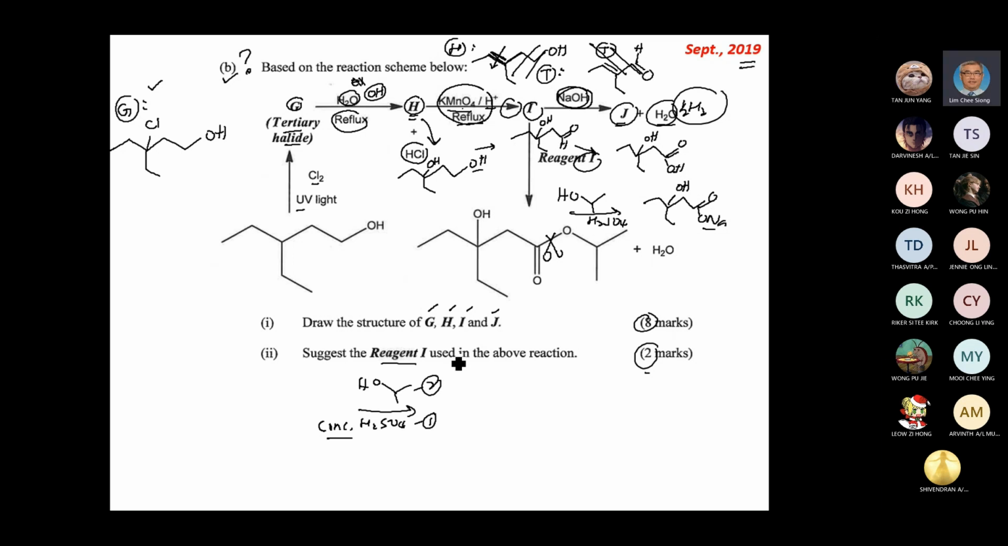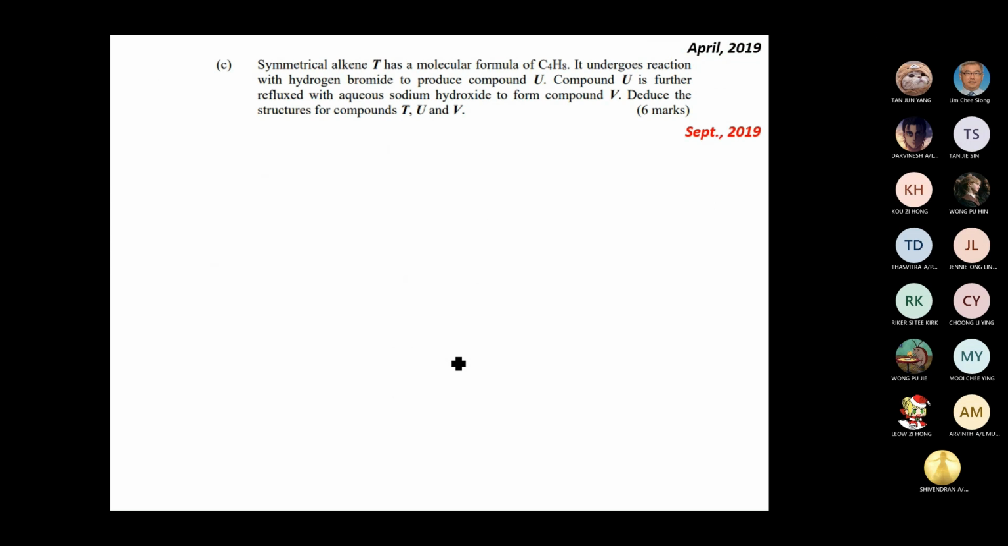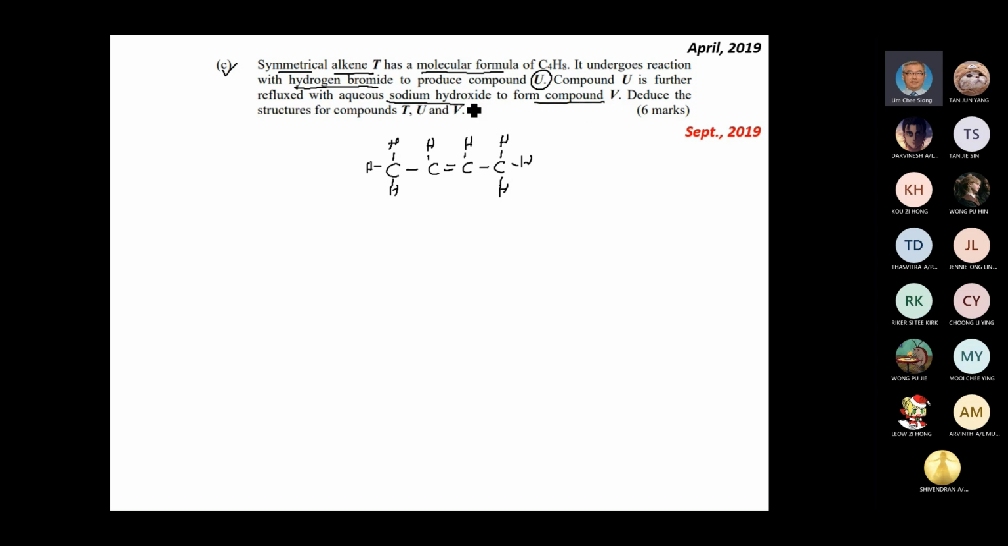Answer. Okay. Okay, then question number C, under alkene with a molecular formula, which is symmetrical. Here is a symmetrical. Okay, symmetrical way. Then afterward, undergoing hydrogen bromide to produce U. U further we react with aqueous sodium hydroxide to form compound V. It means you need to use OH negative. So the compound itself. And this question actually is a bonus one for you.